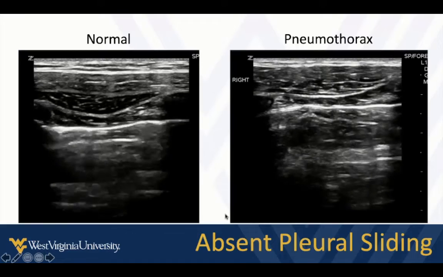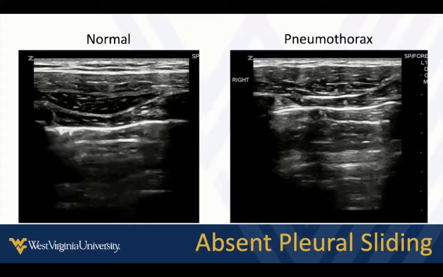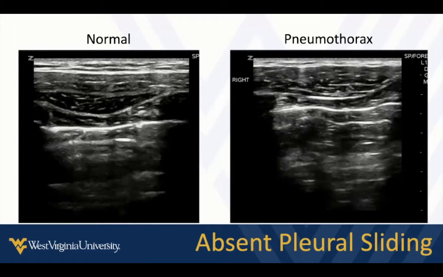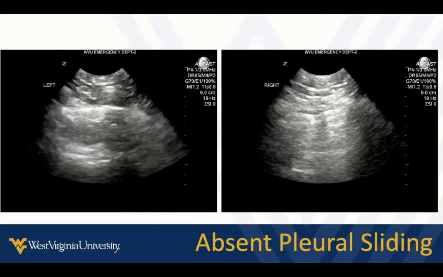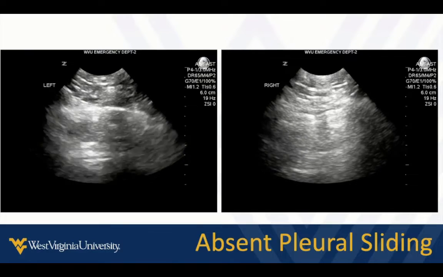So that's what absence of pleural sliding can look like, and that generally is going to be indicative of a pneumothorax. Now there's a few false positives, but in general, especially in the right scenario, this means pneumothorax. Now, just to point out that we can see what this looks like and see examples of this with the lower frequency probes. I'll point this out again.